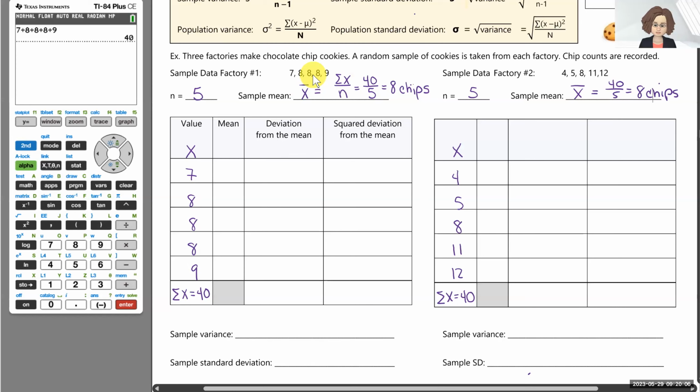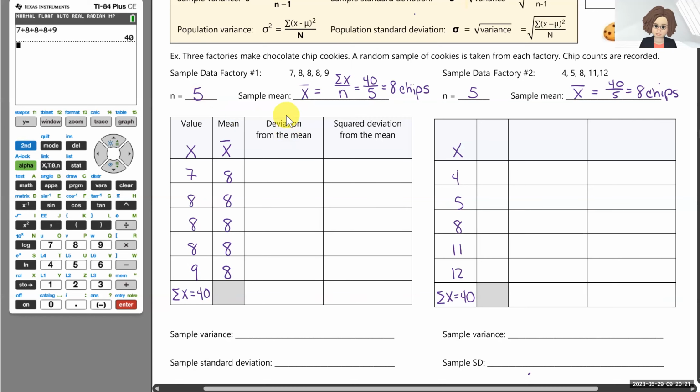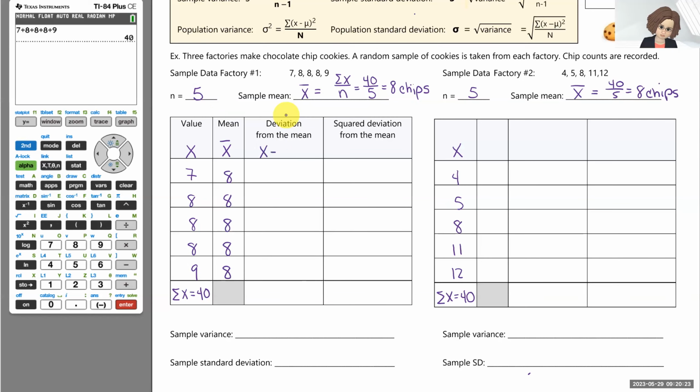So let's go with factory 1. The mean for factory 1 was 8. So X bar, we're just going to write it down the page so we can do some comparing of each cookie with that group mean. It's called the deviation from the mean. We'll take each cookie and see how much it differs from the average of that group.